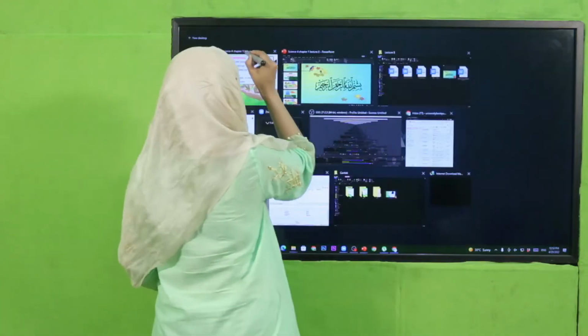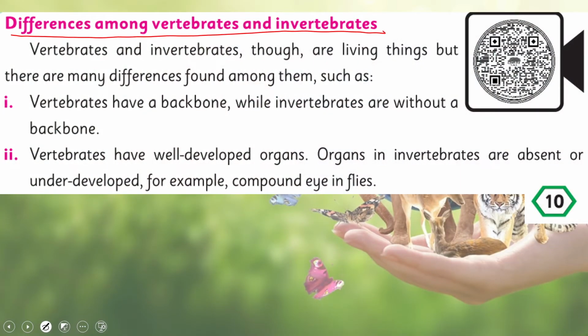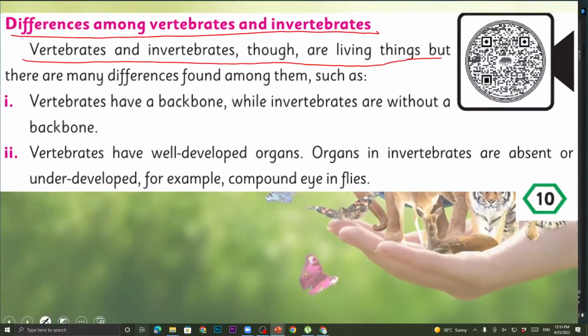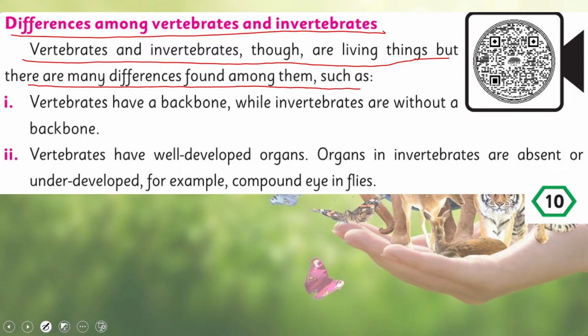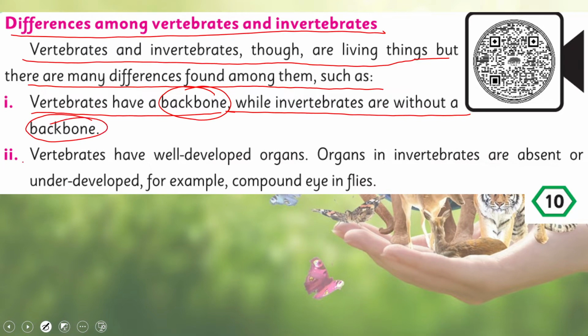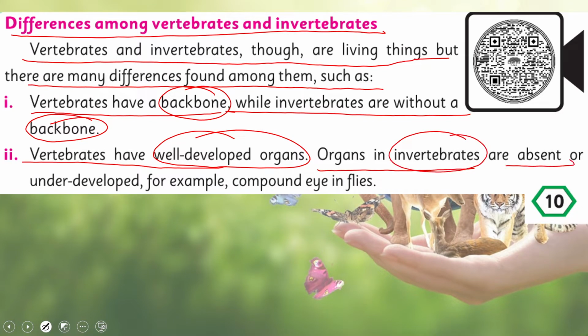Differences among vertebrates and invertebrates. Vertebrates and invertebrates, though, are living things, but there are many differences found among them, such as vertebrates have a backbone, while invertebrates are without a backbone. Vertebrates have well-developed organs, in invertebrates they are absent or underdeveloped, for example, compound eyes in flies.